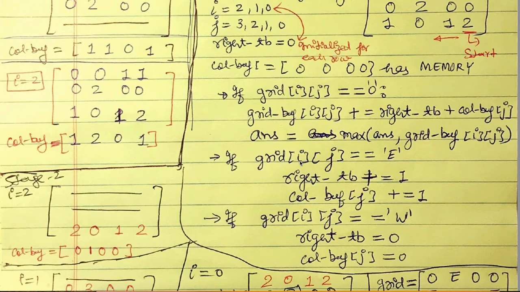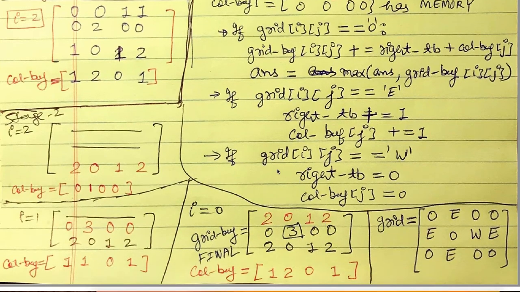So if grid[i][j] is equal to E, so if we find an enemy, we increase the right tab by 1. This is very similar to what we were doing earlier. So right tab is increased by 1 and the column buffer corresponding to that column is increased by 1 whenever we find that the corresponding grid value is E, that is, an enemy. And here again, whenever we find that grid value [i][j] is a wall, we reset the right tab to 0 and the column buffer to 0.